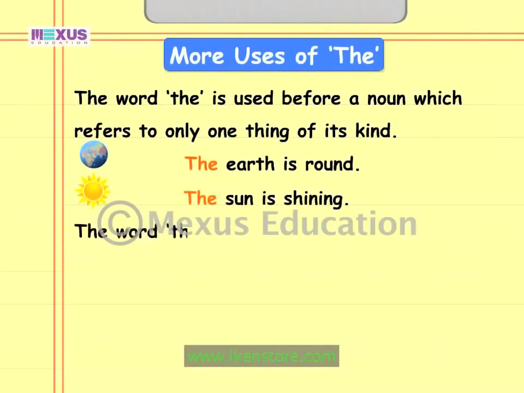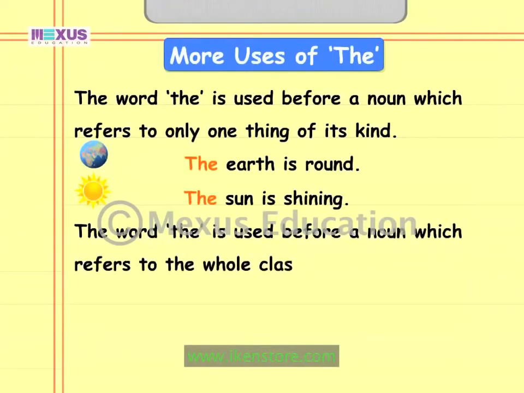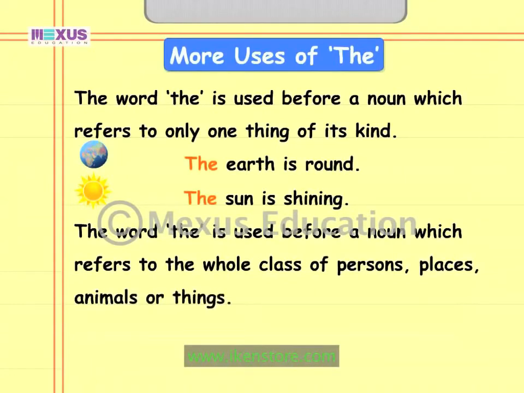The word the is used before a noun which refers to the whole class of persons, places, animals, or things. An example is the giraffe is the tallest animal. Here, the giraffe refers to all giraffes.